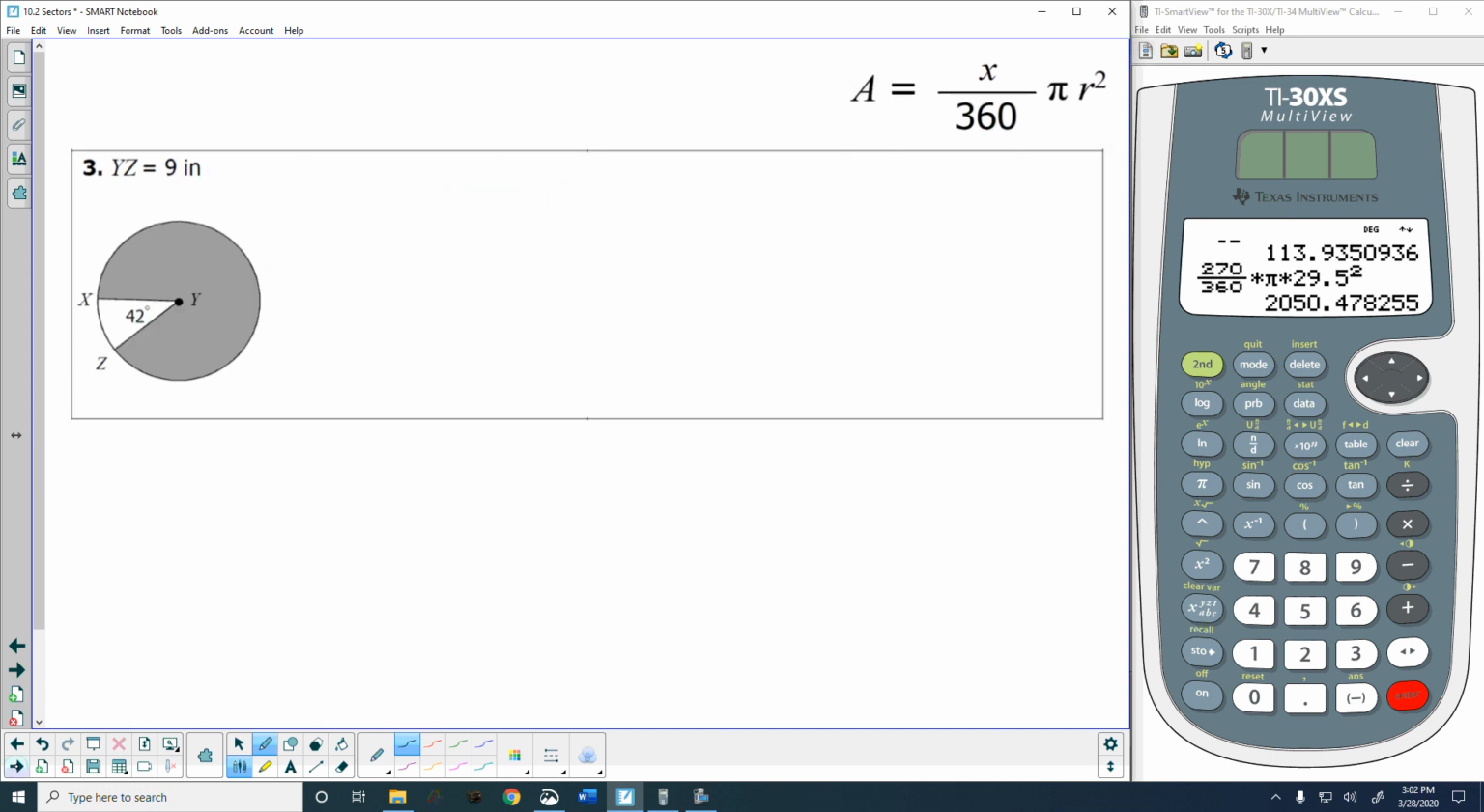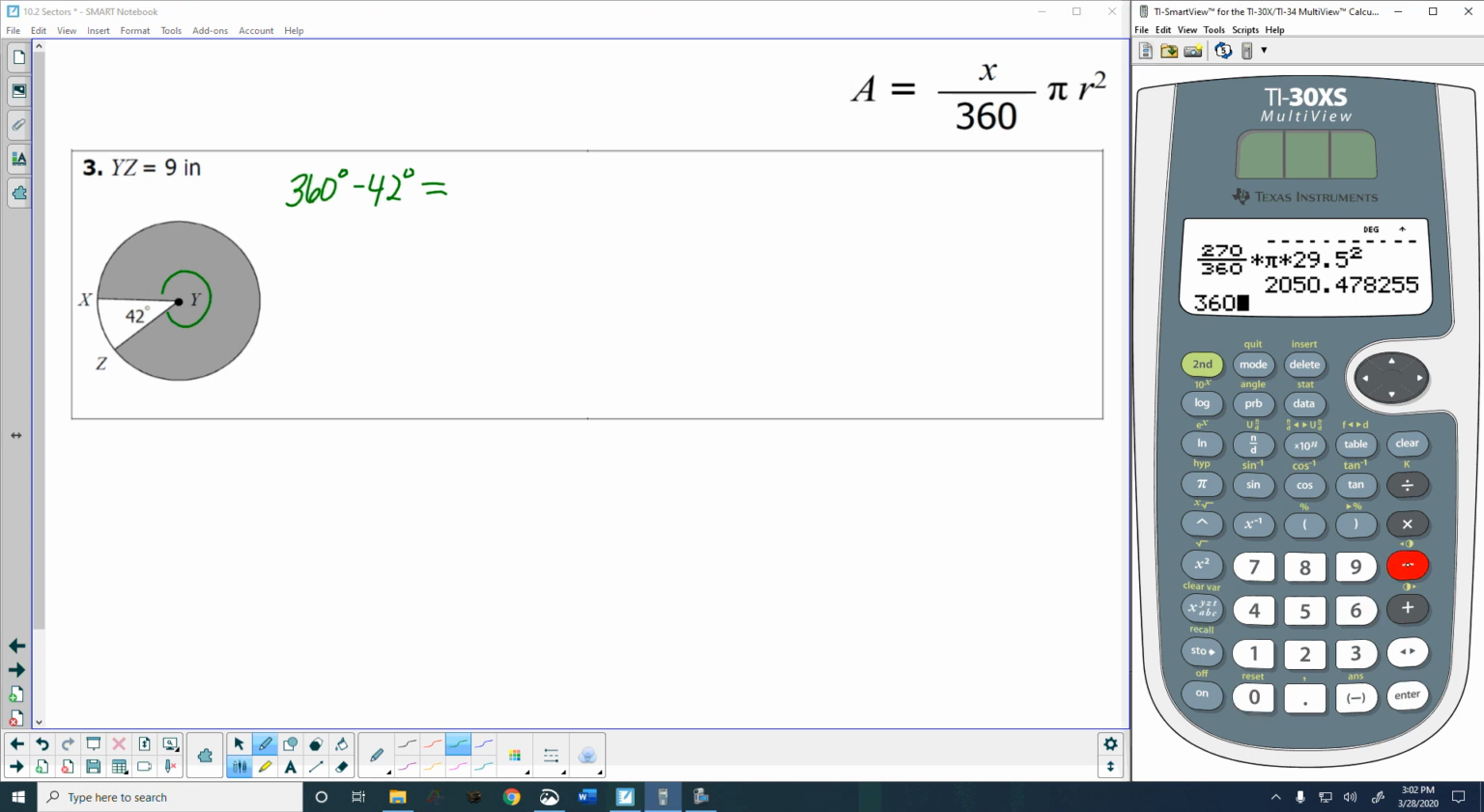Okay, another one. Again, we know that the non-shaded angle is 42 degrees, so our angle is going to be 360 minus 42. I've got to do it in the calculator because otherwise I'll mess it up. Okay, 318 degrees is our shaded angle.